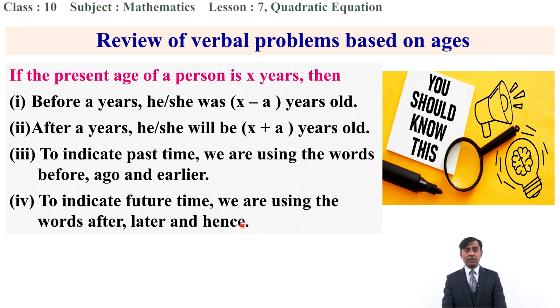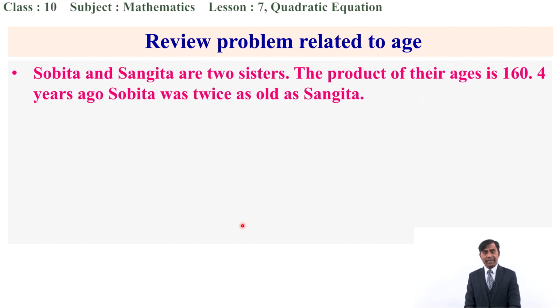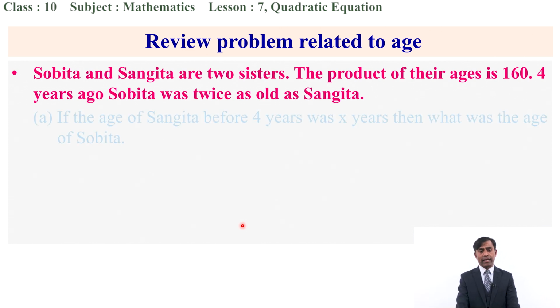After this, let's go to a problem related to age. The question is: Shobita and Sangeeta are two sisters. The product of their ages is 160. Four years ago, Shobita was twice as old as Sangeeta.